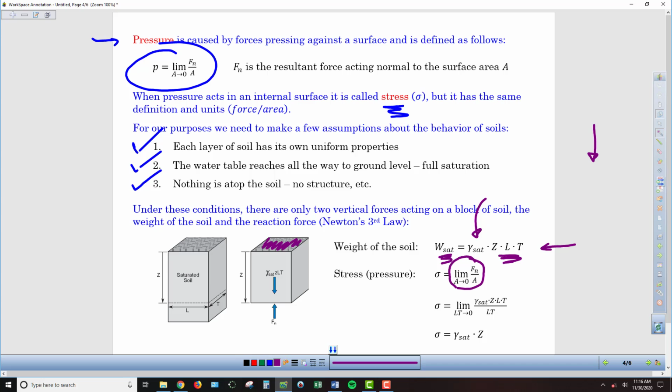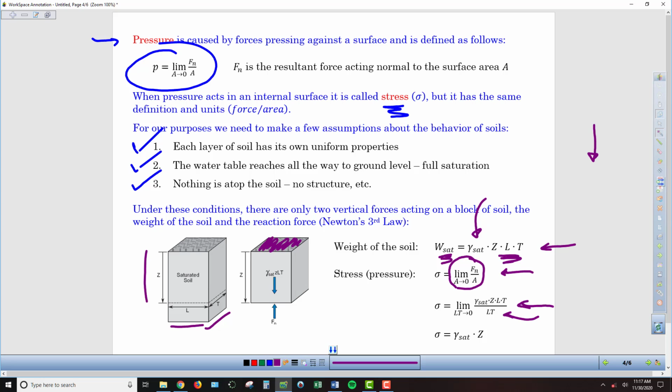So now, instead of using the general statement that we had from up above, we get specific to the block of soil that we're considering here. We've got our saturated density times the volume, so Z being the height, and then L and T being the length and thickness, if you will, of the soil. So we have the saturated density times the three dimensions there, and then divided by the cross-sectional area over which this force is being applied. So the force is perpendicular to this flat surface here, so that's why A is now L times T.